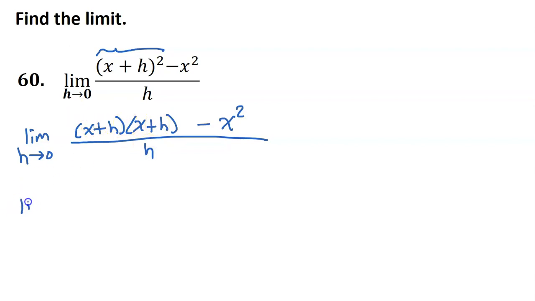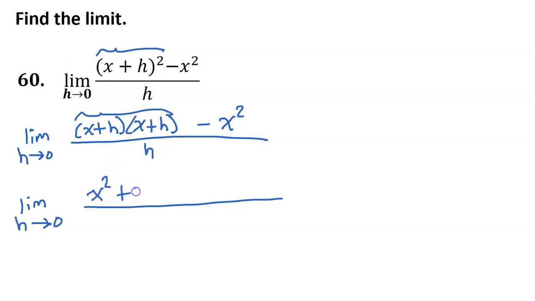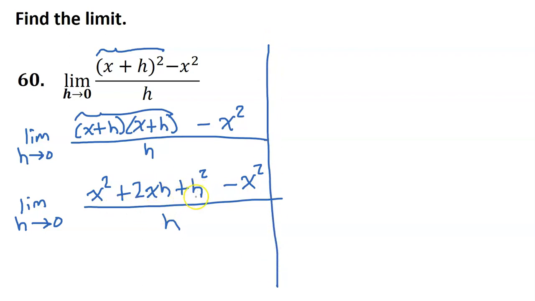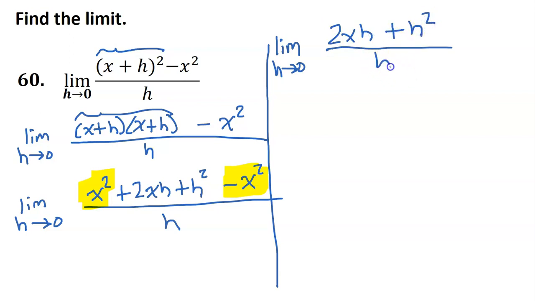So if we multiply this out, I have the limit as h approaches 0 of, this is going to be x squared plus 2xh plus h squared. And then we still have the minus x squared on the end. So oftentimes what will happen is something will cancel out. Can you notice that we have this x squared term and then the negative x squared term? These are going to cancel each other out. So when we rewrite this, we have the limit as h approaches 0 of, and in the numerator we have 2xh plus h squared over h.